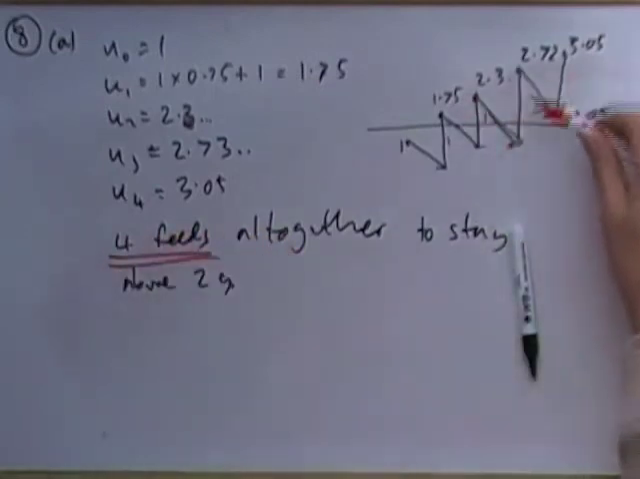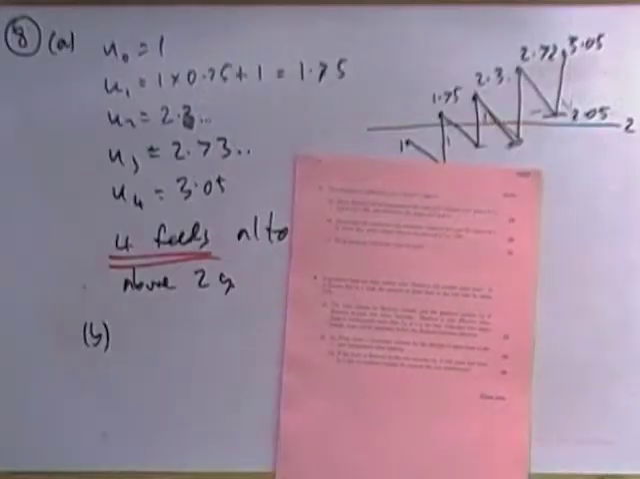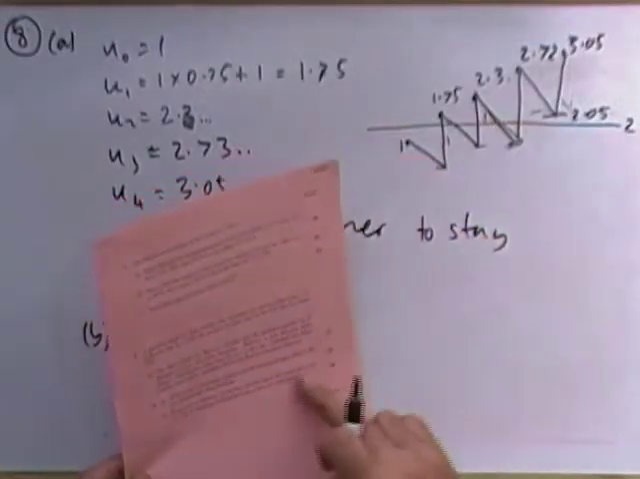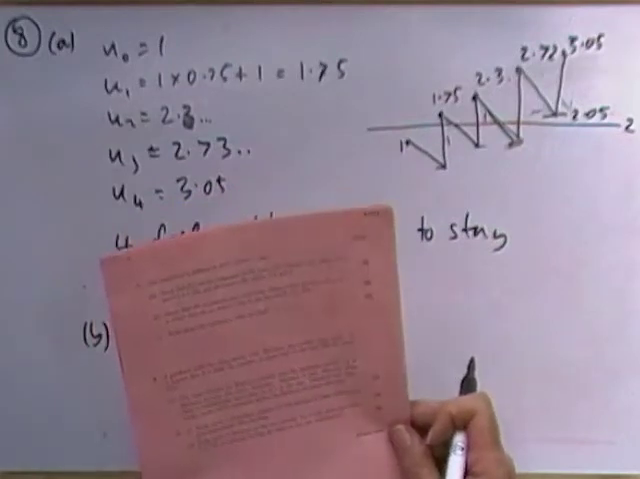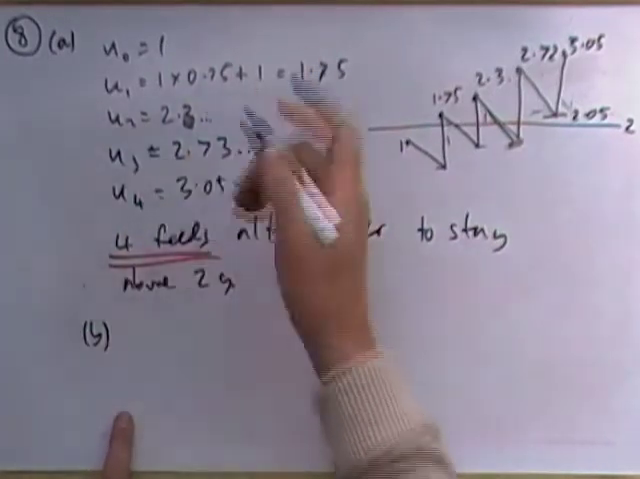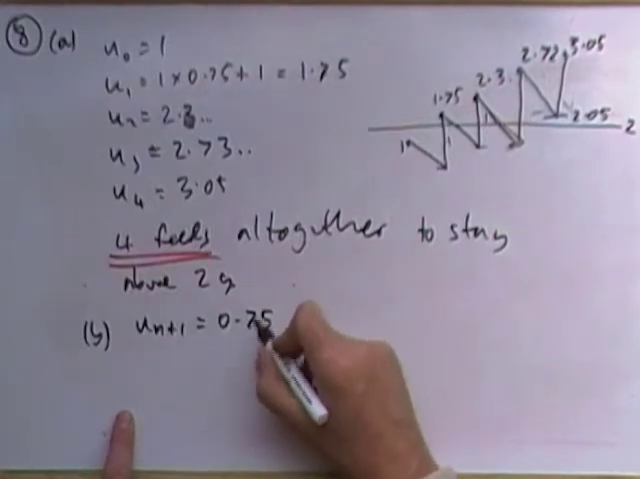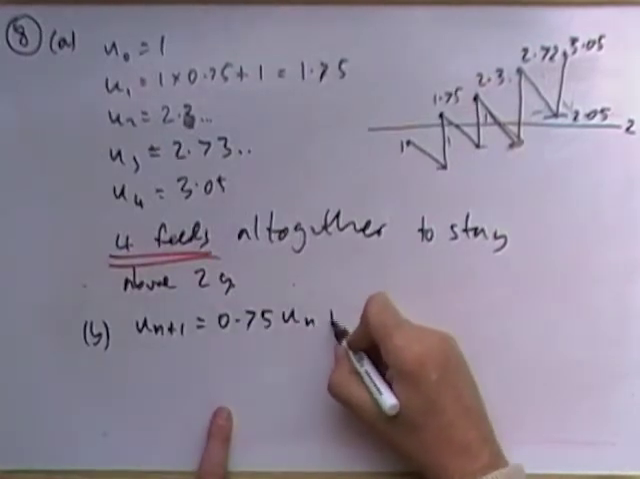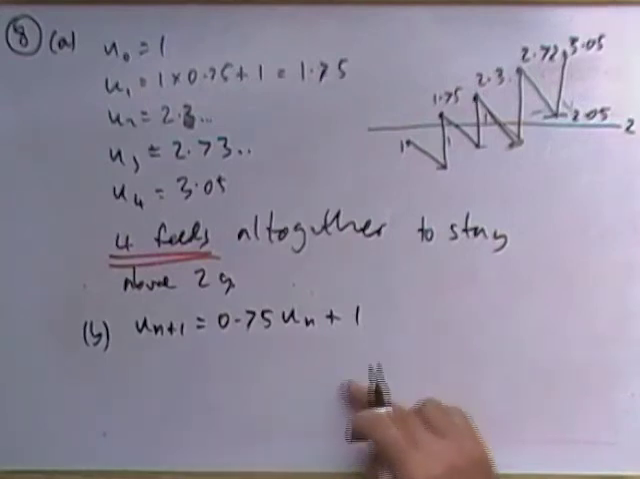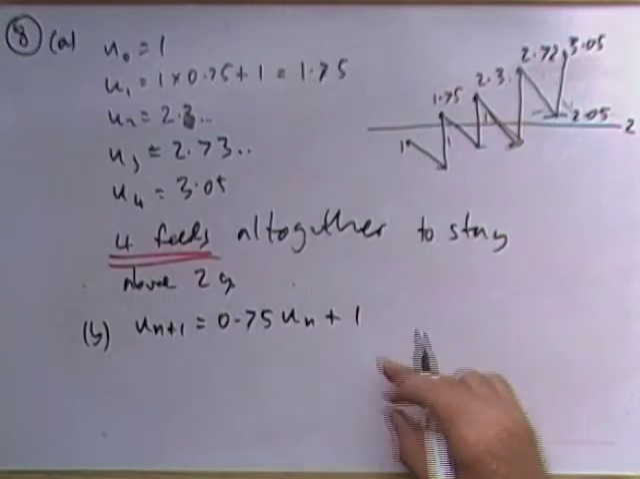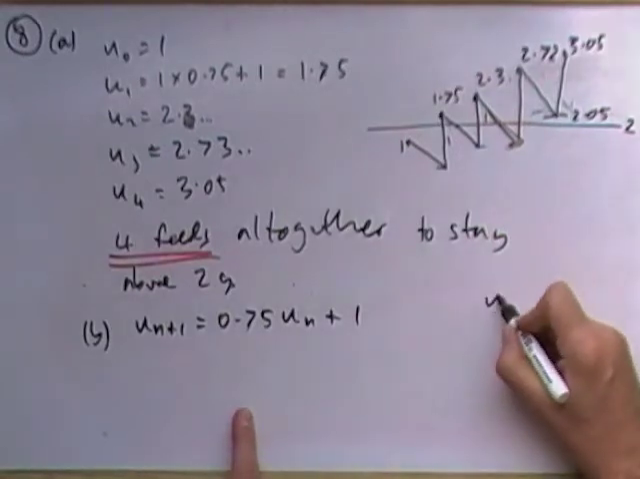You have to remember this business about it going up and down in between. Part B. Write down a reconciliation for the amount of plant food in the tree immediately after feeding. Well, that makes it easy. It's just what we were doing then. So U(n+1) was 0.75 times U(n) plus 1, because it lost 25% of U(n), and it wants the amount after you've added the 1. If you'd wanted the reconciliation before the feeding, then that would have been this way then.